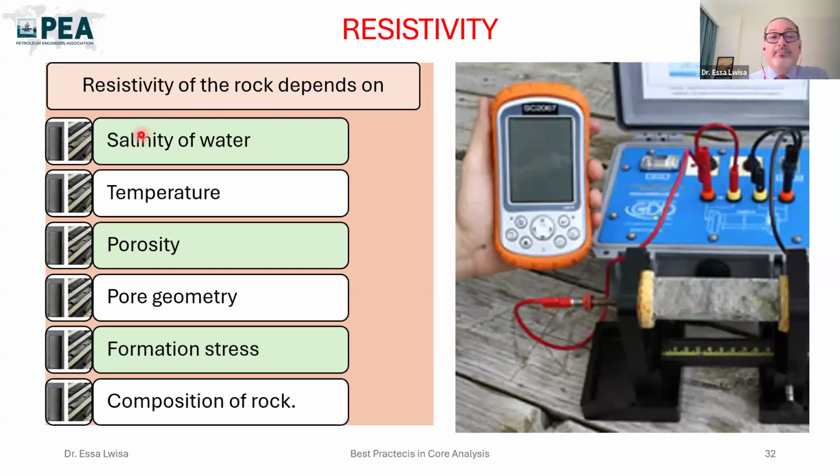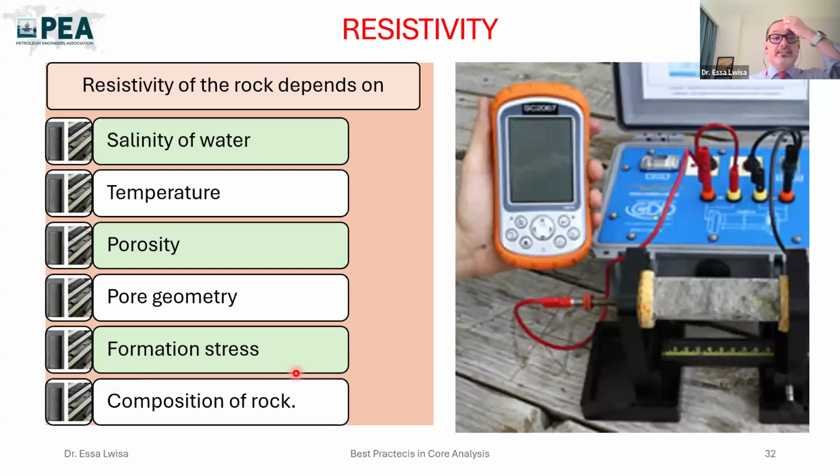Resistivity of the rock depends upon the following. The first one is salinity of water. If the salinity of water is high, then resistance is low. Temperature: if temperature is high, resistance is low. Porosity: if porosity is high, resistance is low. Why? Because the sample will have more liquid, more formation brine. Pore geometry: if the pores are big, then resistance is low. If pores are small, resistance is high.